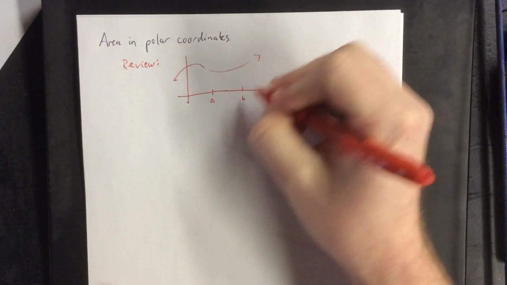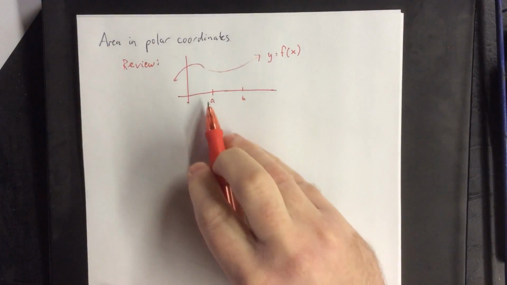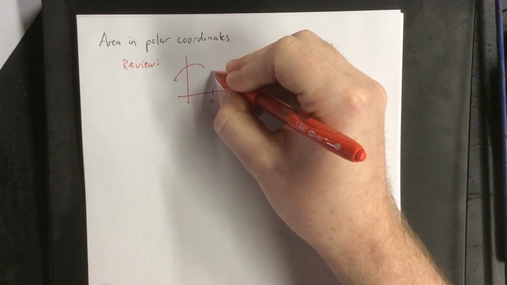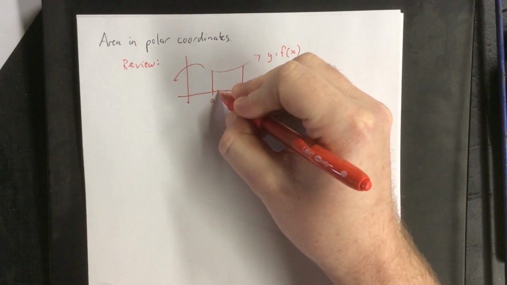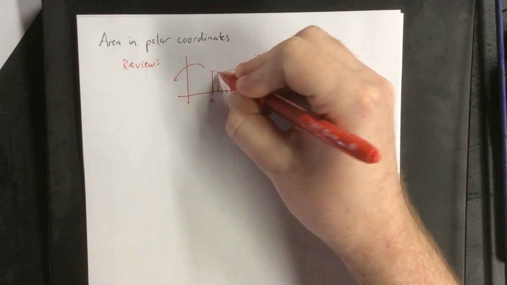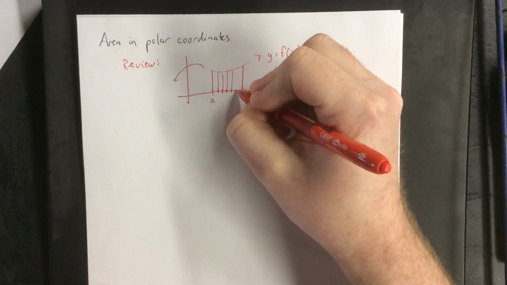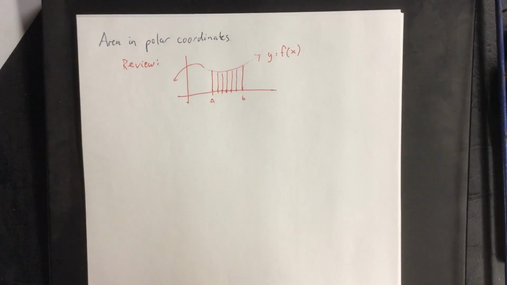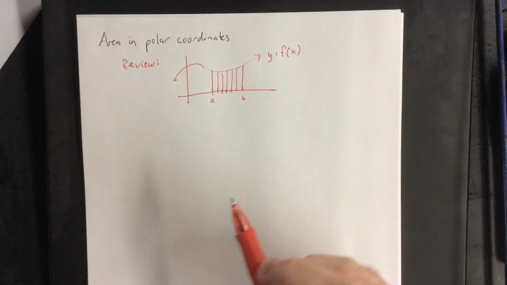So we'll start with y as a function of x, like so, with an interval from a to b. To calculate the area under this curve, what we did is we broke this up into a bunch of little tiny subintervals, and on each subinterval we said we are going to approximate the area using a rectangle. The motivation for using a rectangle was actually twofold. A rectangle is quite easy to calculate in terms of its area.